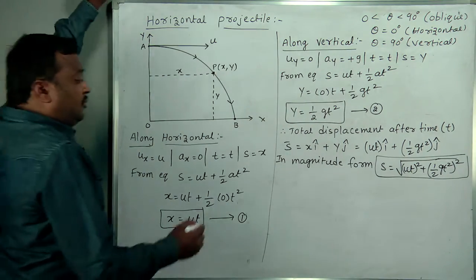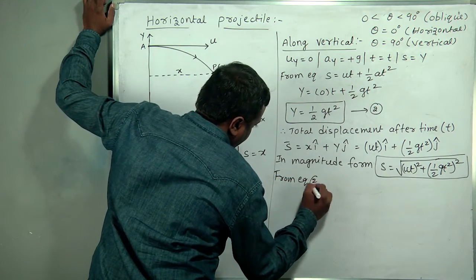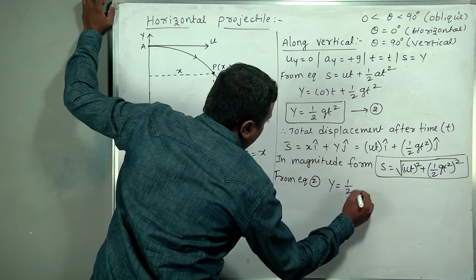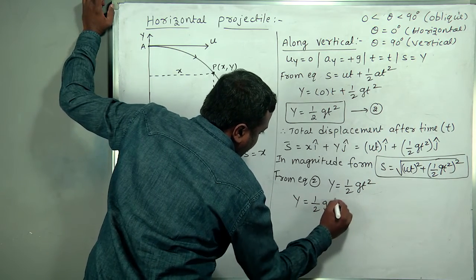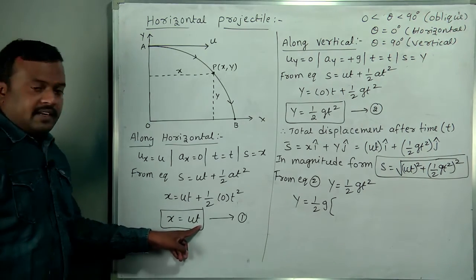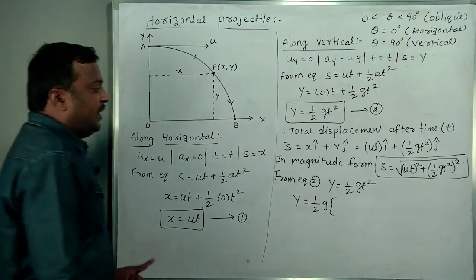From equation 2, y is equal to half g t square, we know. Y is equal to half g into t square, where t is nothing but x by u here. Time taken t is equal to x by u.